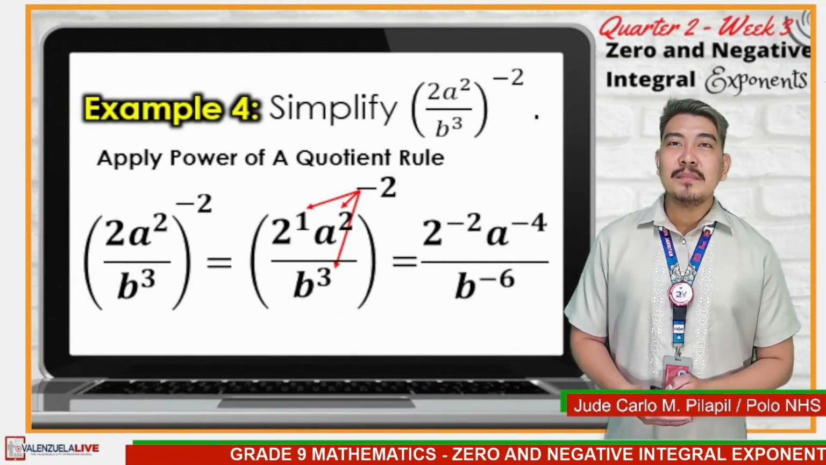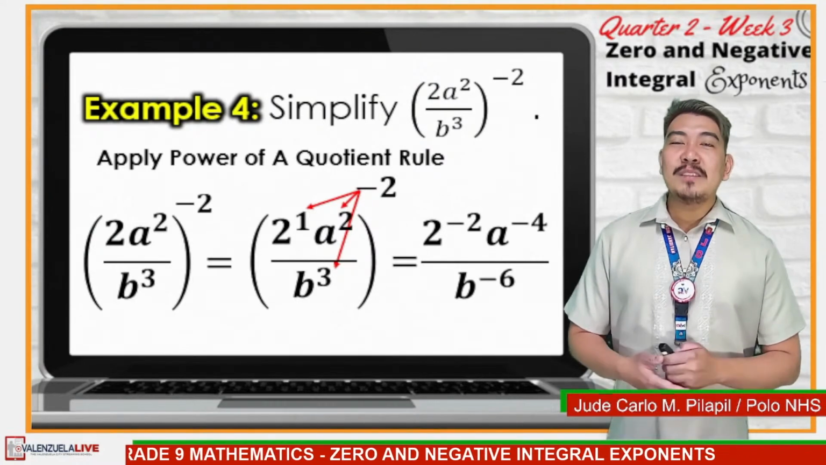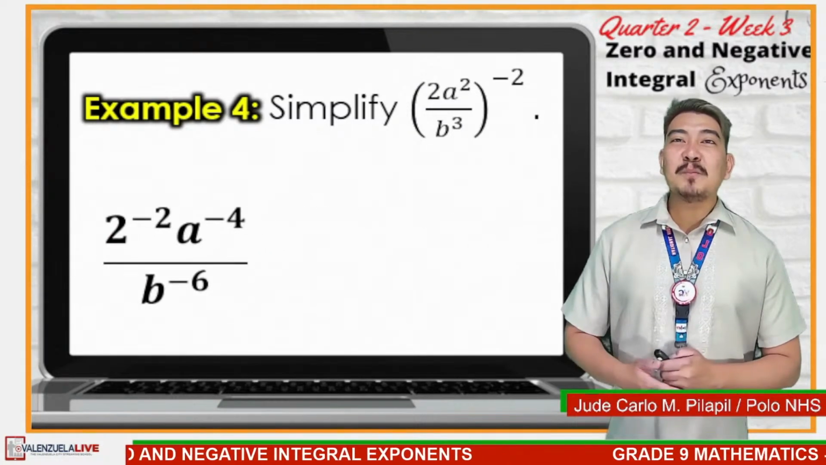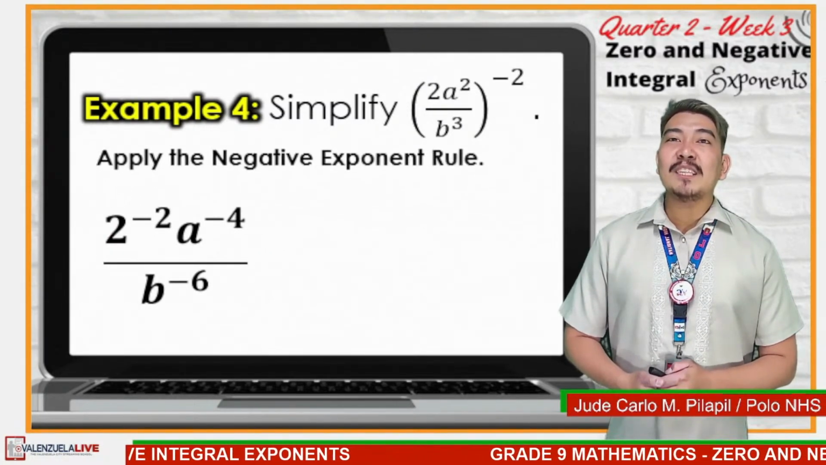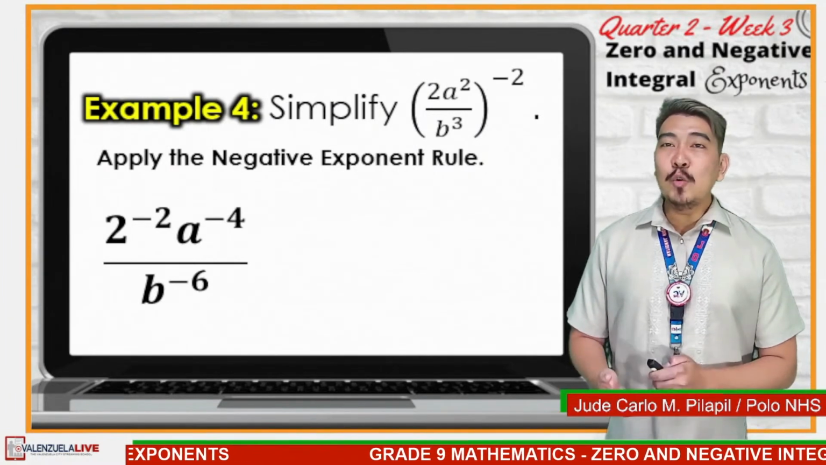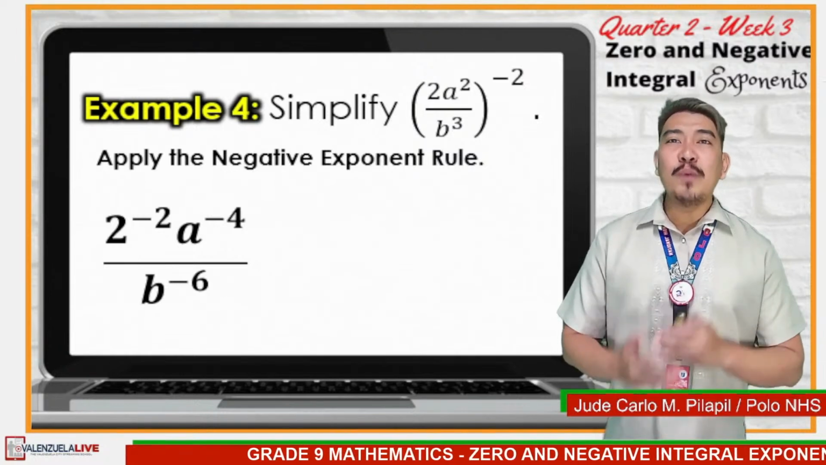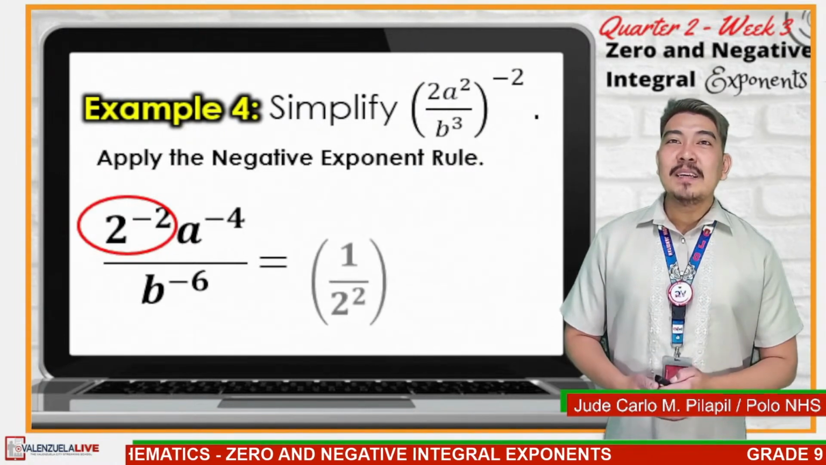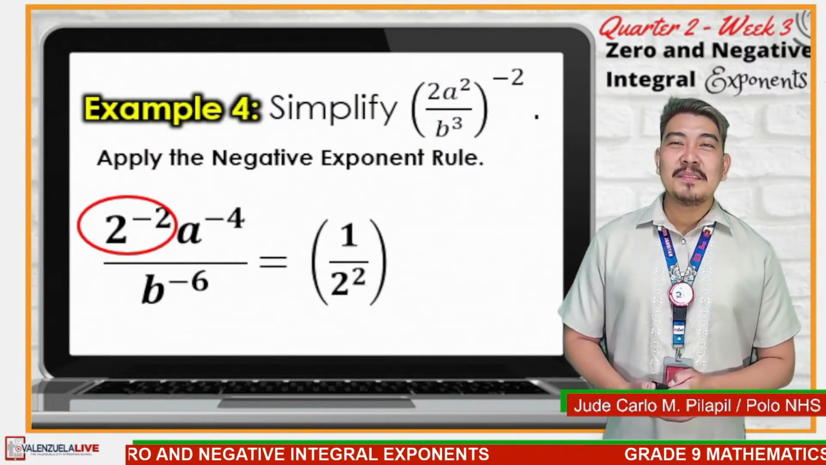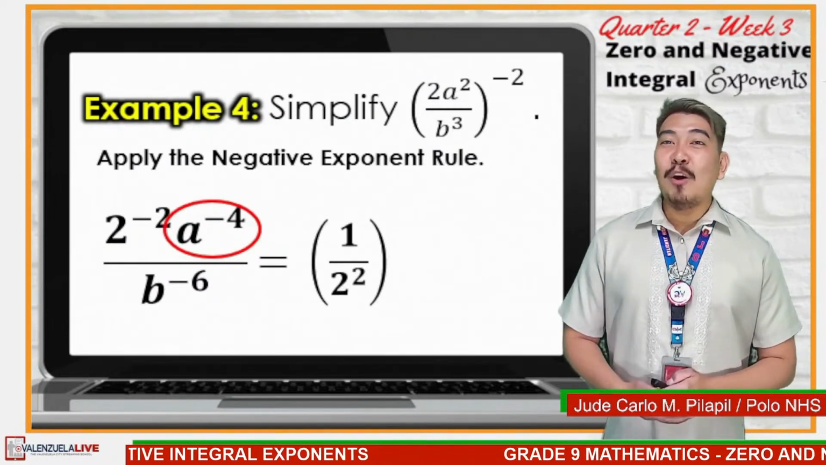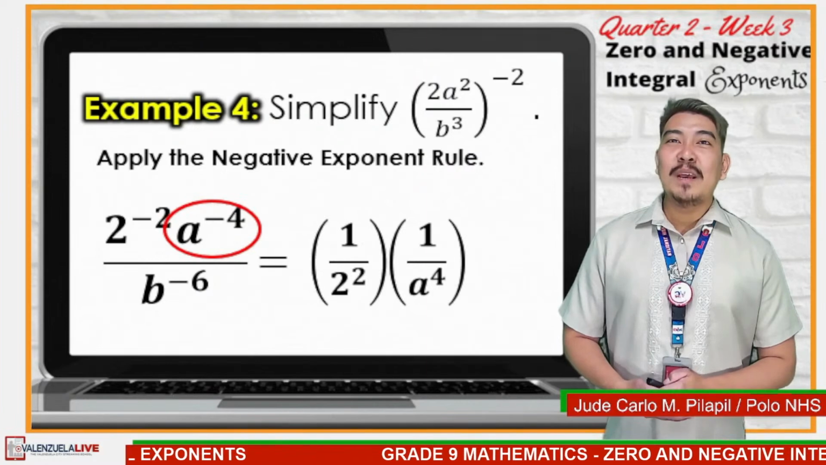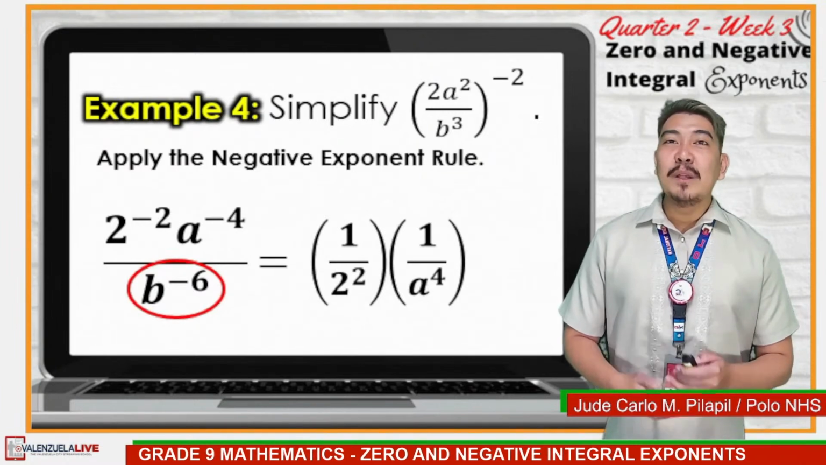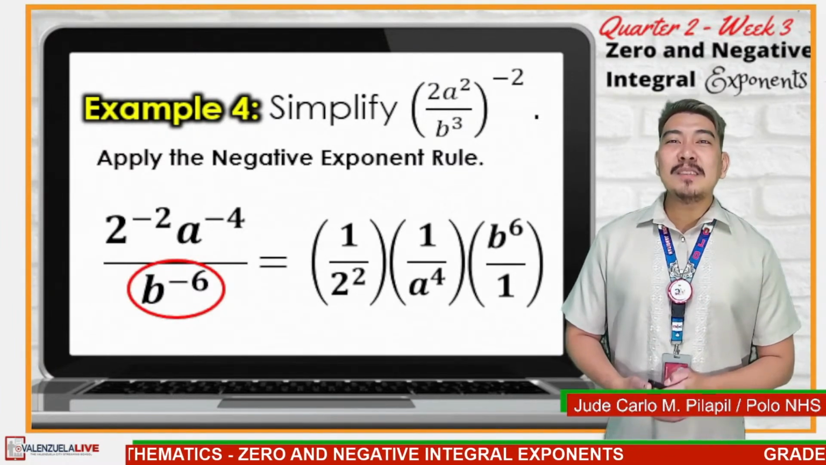So it will be 2 raised to negative 2, a raised to negative 4, all over b raised to negative 6. From this expression, we apply the negative exponent rule. Take note that 2, a, and b are all raised to negative exponents. 2 raised to negative 2 will be 1 over 2 squared. a raised to negative 4 will now become 1 over a raised to 4. And finally, the denominator b raised to negative 6 will be in its form b raised to 6 over 1.